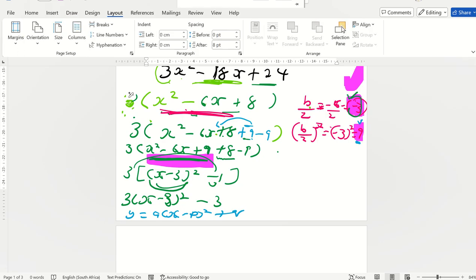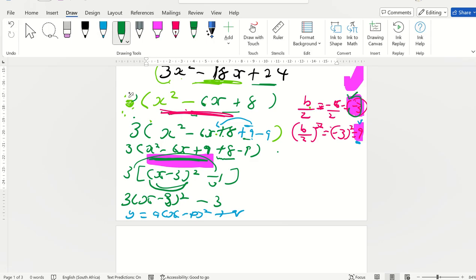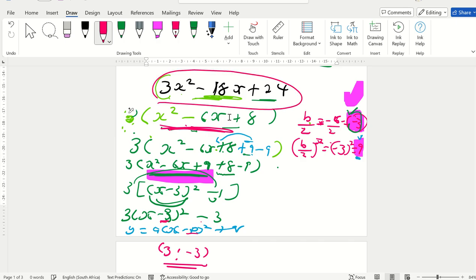And then what are the coordinates of the turning point? They are the opposite sign of this. So in this case 3, positive 3, and then this one follows the sign. Okay, these are the turning point coordinates. Now let's see if we use the standard form, we're still going to get the same answer.